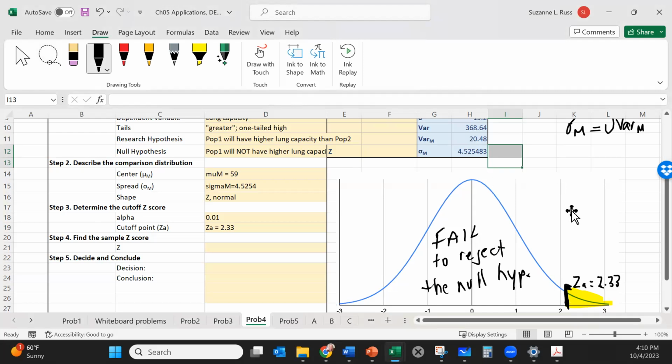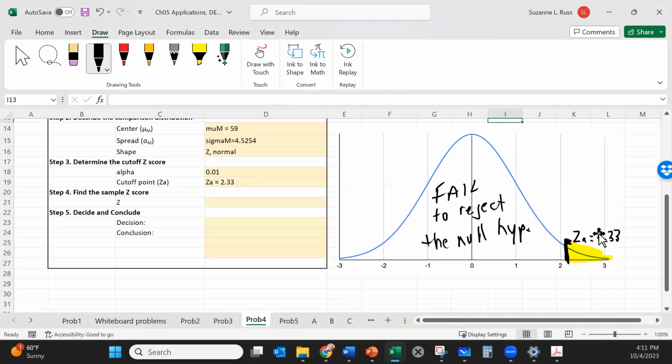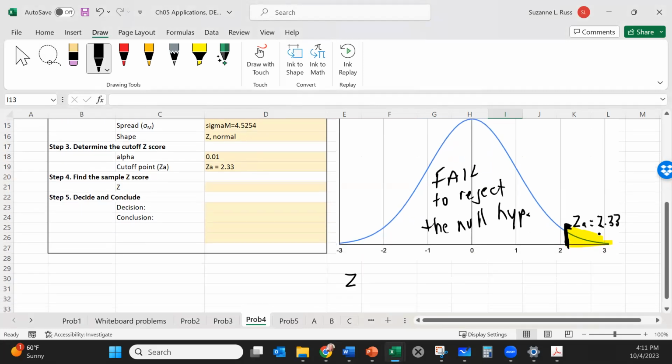So let's calculate our z-score. We know that the formula for z-score is always going to be the same. To put it in generic terms, it's always going to be z equals the sample minus the center of the comparison distribution divided by the spread of the comparison distribution.